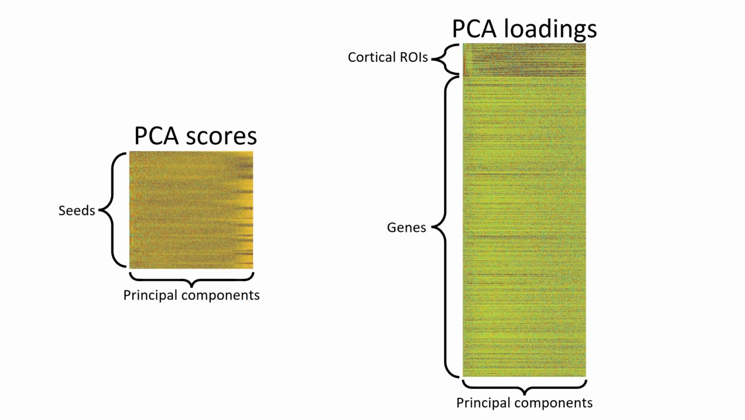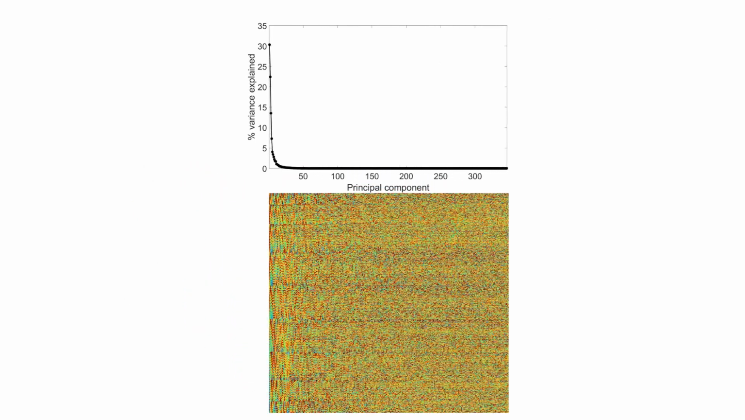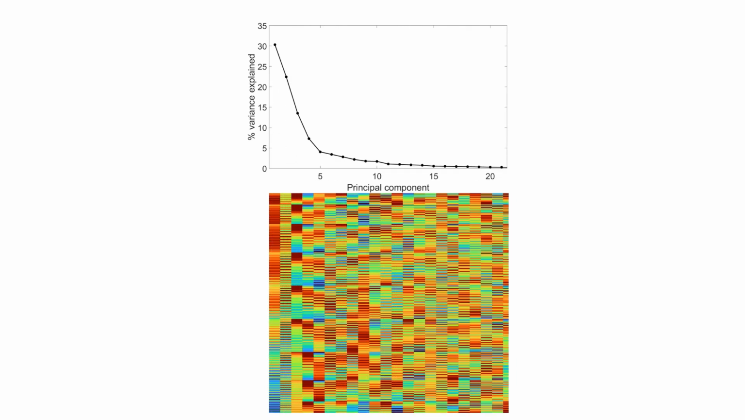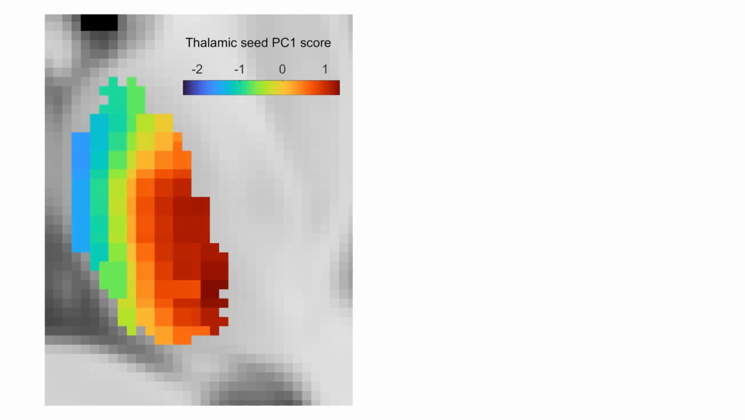So, to begin, we first examine the dominant axis of variation, the one which explains the most variance in the original data. We can see here that the first principal component, or PC1, explains approximately 30% of the variance in the original data. If we extract the associated scores for this axis and project them onto the corresponding seed position and surrounding voxels, we see a gradient emerge.